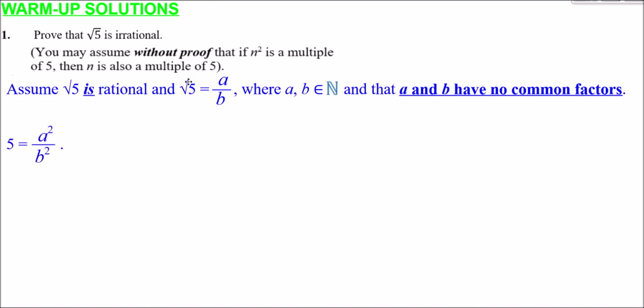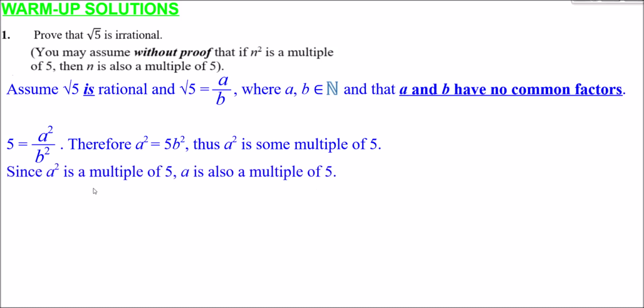So if we were to square both sides, 5 would equal a squared over b squared. If I multiply both sides by b squared, you can see that a squared must therefore be 5 lots of b squared. So in other words, a squared is some multiple of 5. A squared is 5 lots of b squared. So since a squared is a multiple of 5, a itself is also a multiple of 5, using this handy information that was told to us in these brackets.